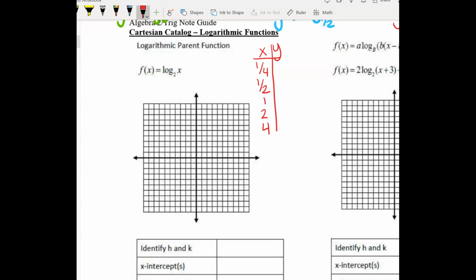And then to get the y values that go with them, I would literally be doing the calculations. What is log base 2 of 1/4? Well, negative 2 is the exponent I would put on 2 to obtain 1/4.